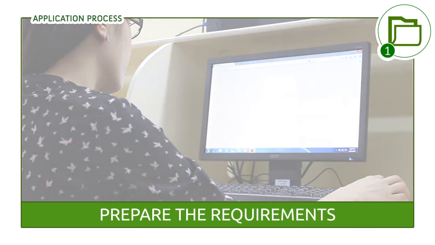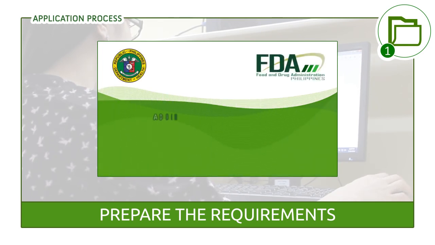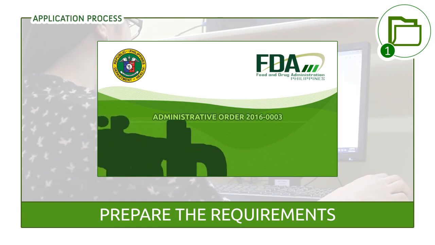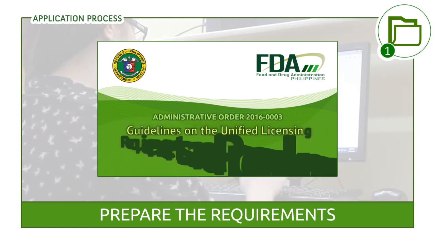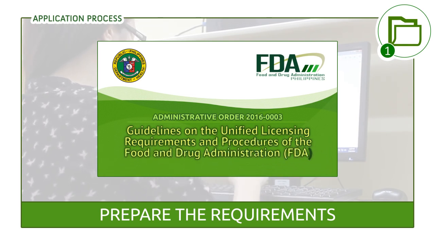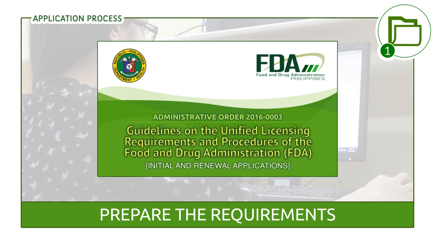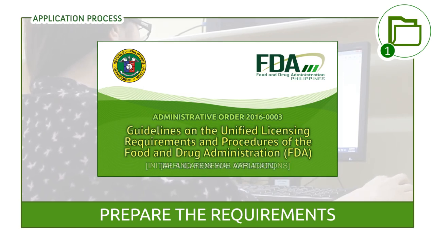Step 1. Prepare the requirements. The requirements are stated in the Administrative Order 2016-3, entitled Guidelines on the Unified Licensing Requirements and Procedures of the Food and Drug Administration, FDA, for initial and renewal applications, and for application for variation.